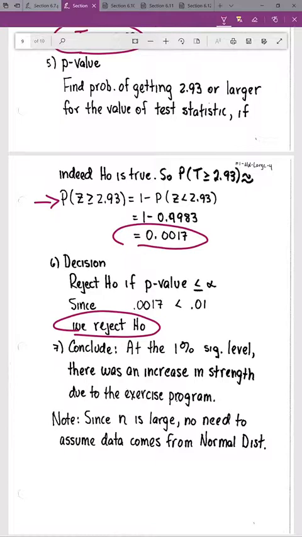Special note, since n is large, no need to assume data comes from the normal distribution. We can pretty much already assume that, as we know, thanks to the central limit theorem, that our large samples will eventually become the normal distribution. Okay, so that brings us to the end of section 6.8.